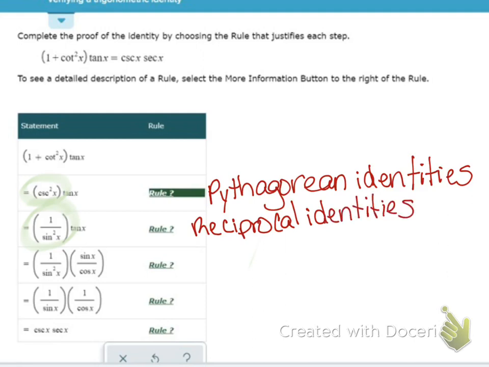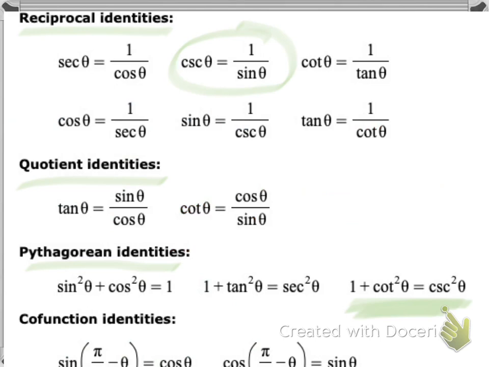Okay? Then, the next one. What I've done in this one is I have changed my tangent x to sine x over cosine x. And if I look over here, tangent is the same thing as sine theta over cosine theta. So this is what I am looking at for the next part.